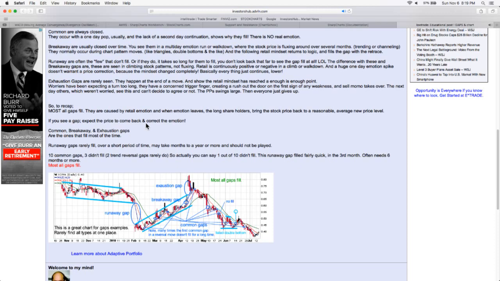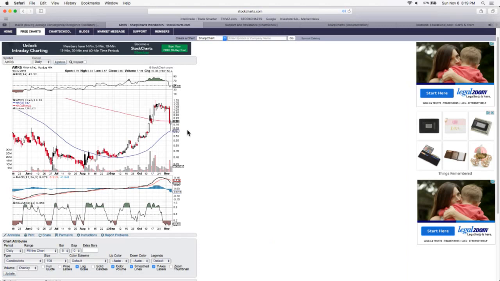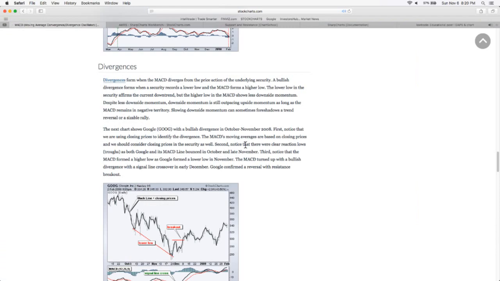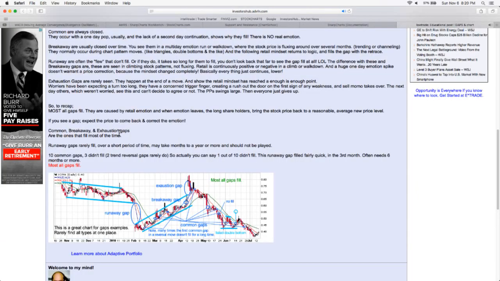Exhaustion gaps, those are the ones that really don't come too much. It's kind of like at the end of a run. So I think, did that happen at AMRS? Not really, no. You had a slight gap here. This top candle is actually an exhaustion candle. Came down and filled the gap. Had a little bit more jump, but that's not quite the exact same.